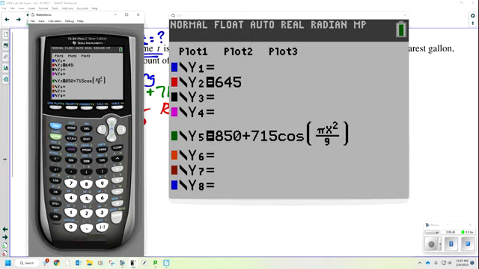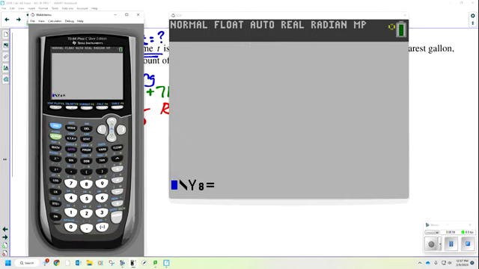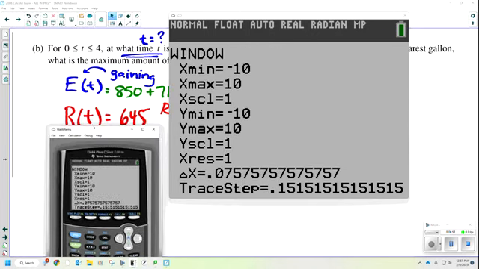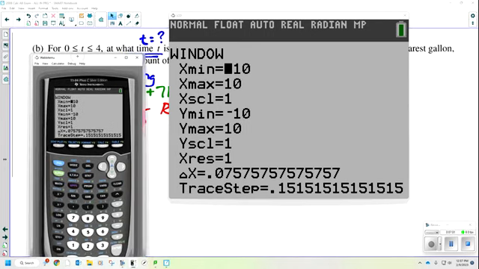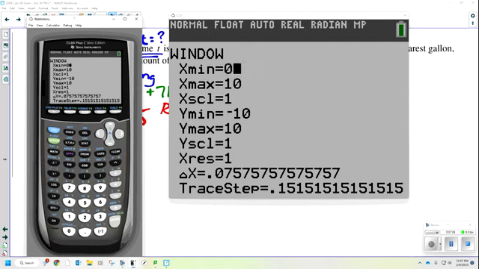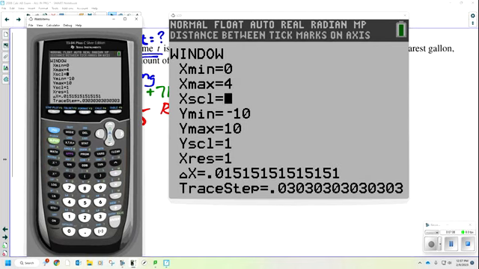So my function for removing sewage is just a constant. It is 645. Now, I know I at least got to have 645 on the y-axis because that's where my red function is, my y2. So for my windows, they said between the times 0 and 4. You see that right above the calculator? So my x-axis, I really only want to go from 0 to 4 because x is my time.